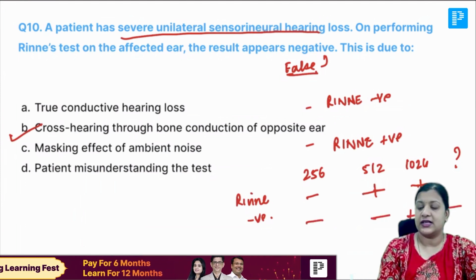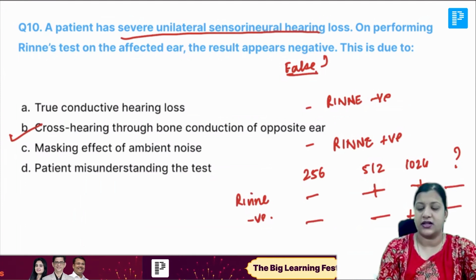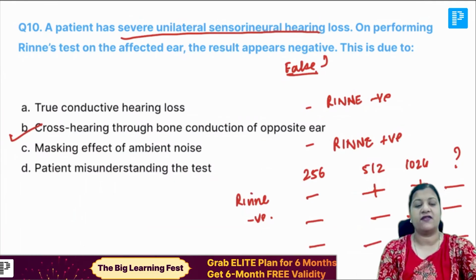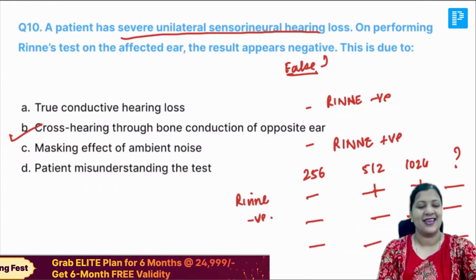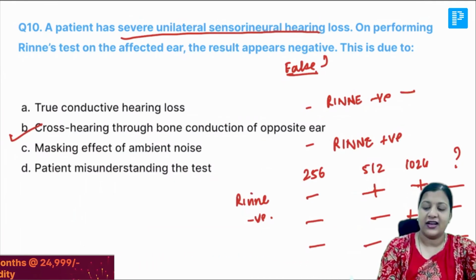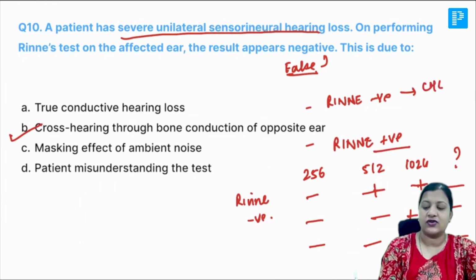Negative at 256 and 512 but positive at 1024. Negative at all the three frequencies. How much is the hearing loss? Correct. So negative Rinne is seen in conductive hearing loss.